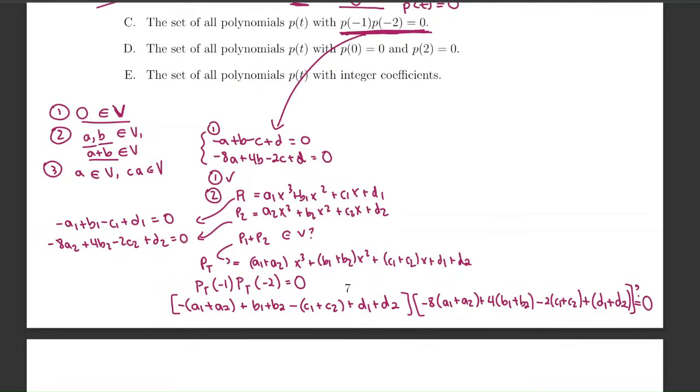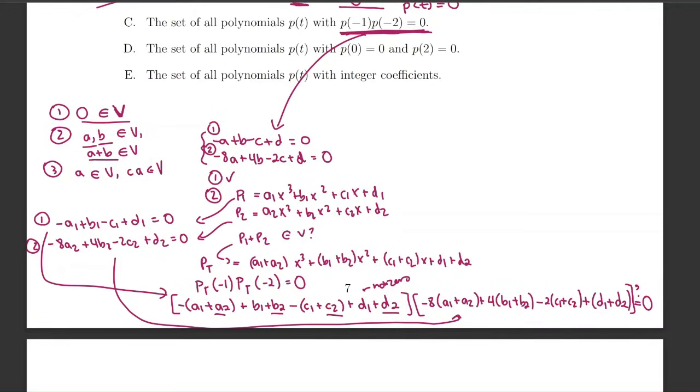Like if this is condition 1, this is condition 2, it's possible that p1 and p2 both satisfy the first constraint. However, what about the case where they only satisfy one each? In this case, p1 satisfies the first constraint, but p2 only satisfies the second constraint. Well, in that case, if you plug these conditions into these expressions, even though negative a1 plus b1 minus c1 plus d1 equals 0, it doesn't mean that negative a2 plus b2 minus c2 plus d2 is equal to 0. So this term could be non-zero.